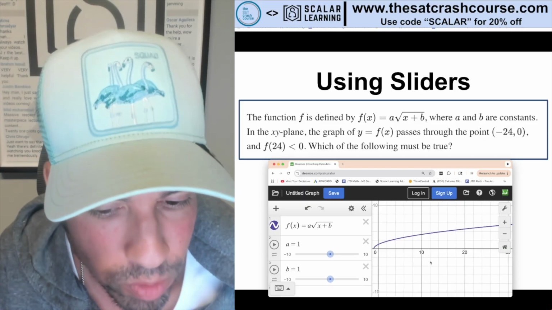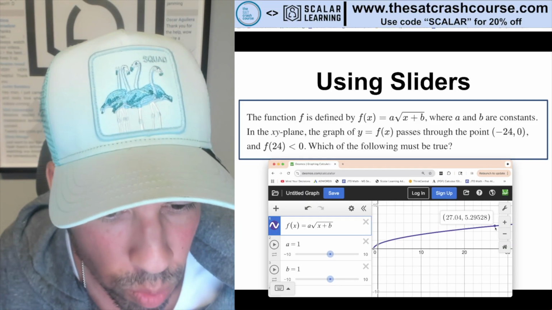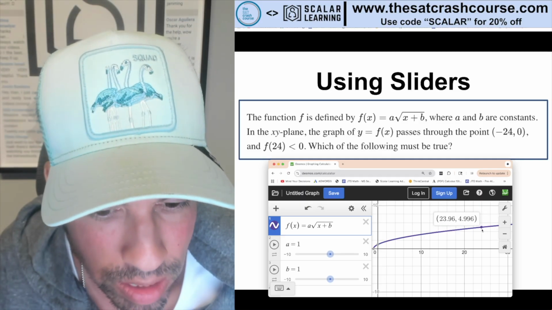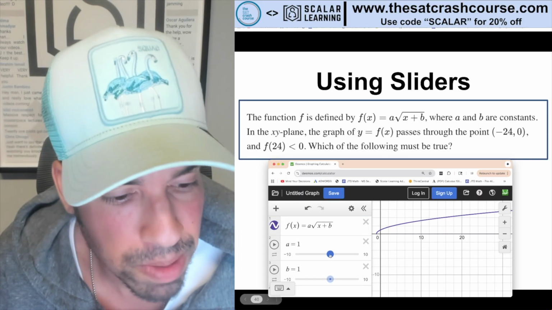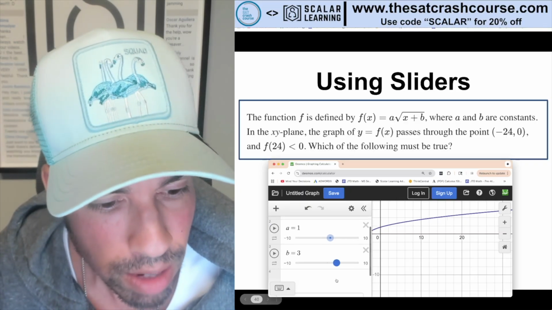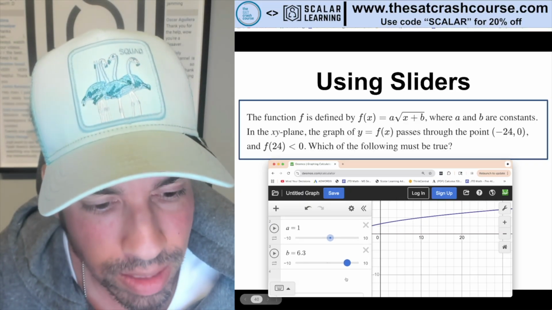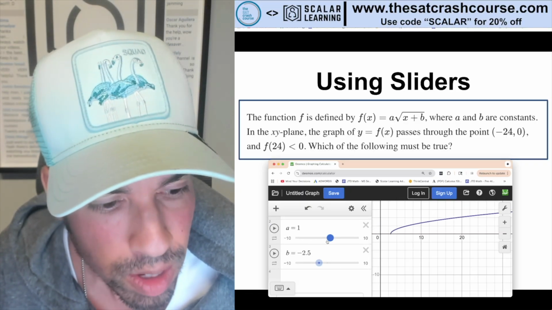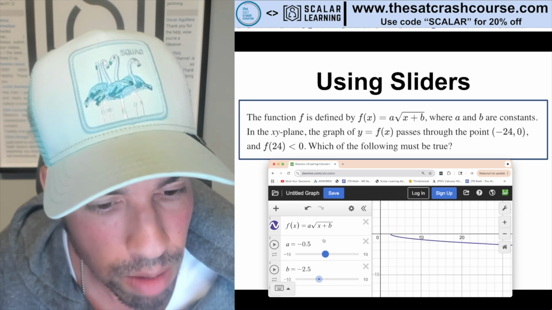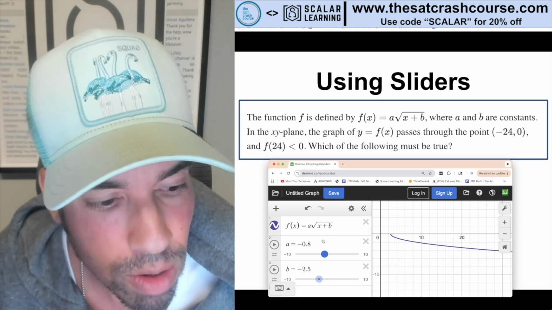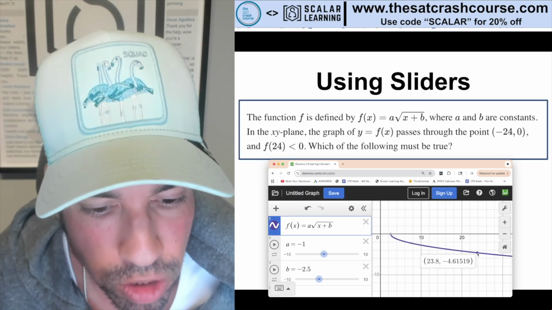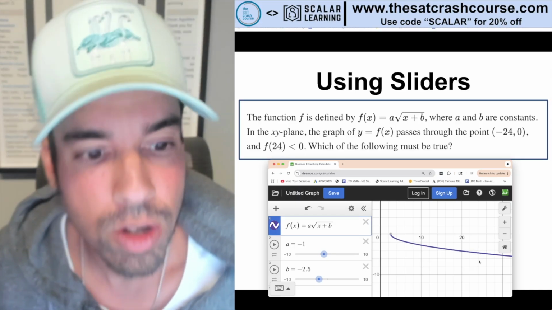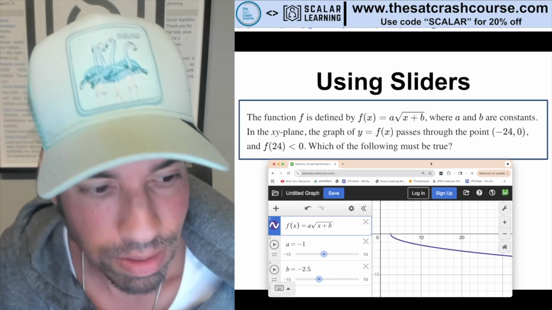So what is f of 24? That's the function value at 24. Right now you can see it's positive. So you can ask, what do we need to manipulate to change that around? If I manipulate a, I can see as it gets bigger it goes up, but as it goes negative, now I flip down, and my value at 24 is a negative value. So I know a has to be negative in this case.